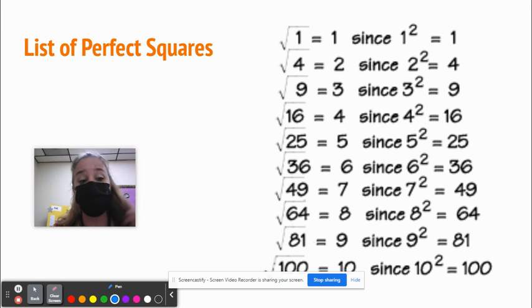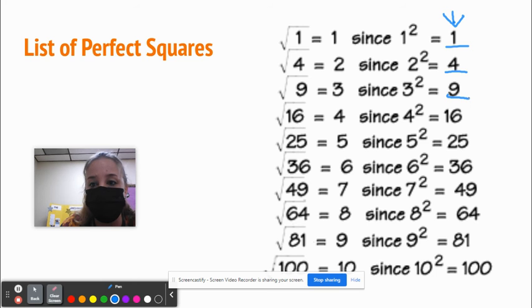All right, so what exactly is a square root? And to know what a square root is, you need to know what a perfect square is. So a perfect square are these numbers here, right? 1 squared means 1 times 1, which is 1. 2 times 2 is 4. 3 times 3, or 3 squared, is 9.